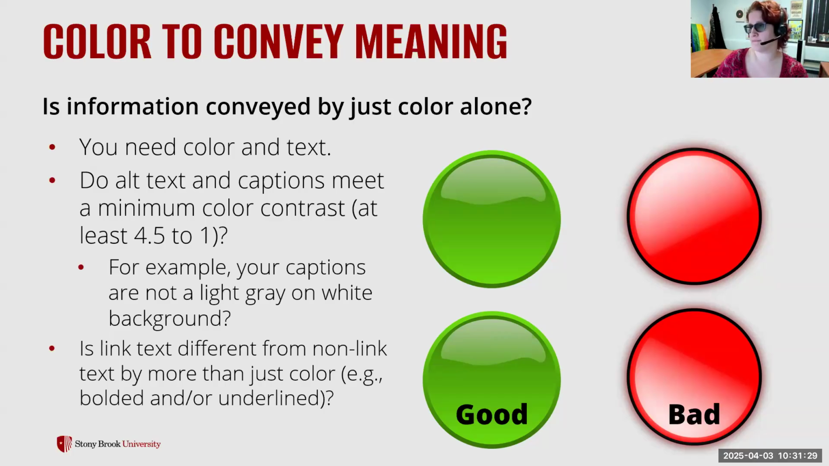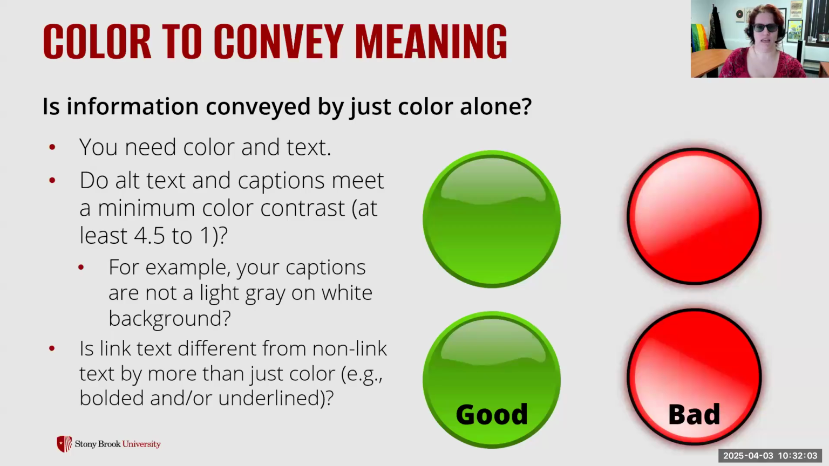We also want to be careful that color is not being used strictly to convey meaning, because you always want to have color and text. So do alt text and captions meet a minimum color contrast? For example, are your captions a light gray on a white background? Is the link text different from a non-link by more than just color? So is it bolded or underlined?